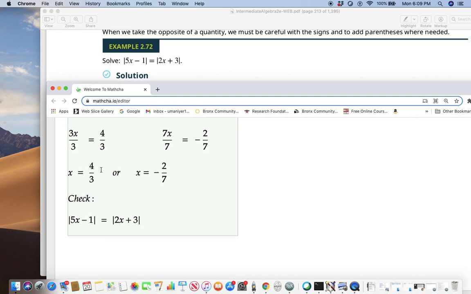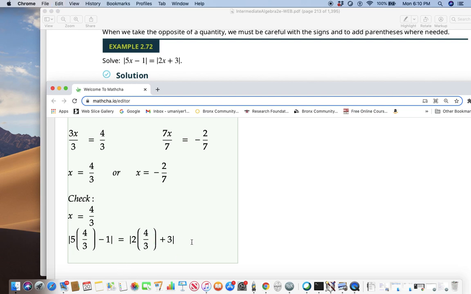Okay, first let's check x equals 4/3. How do we check? Where you see x, replace it by parentheses first, and then fill in the parentheses by 4/3. Remember you are checking, so it's a question mark. So you have two expressions to evaluate. Let's hope we do justice to it.